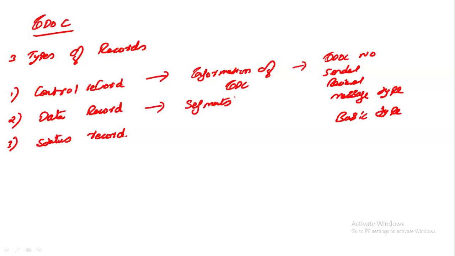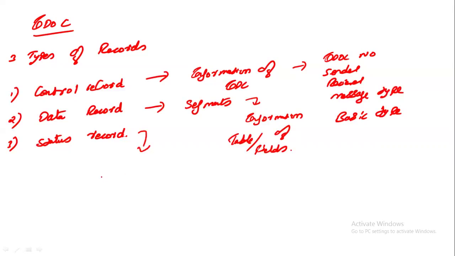The data record is going to hold or save the segments. So when I say segments, I mean the information of fields, or the table of fields. What are the table of fields we are going to send to the other system? Then we have the status record.